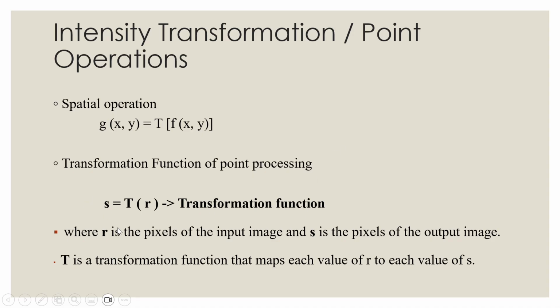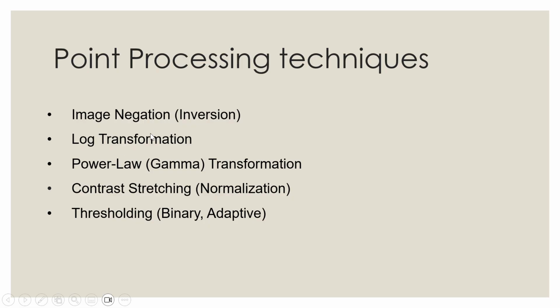Generally this point operation is defined as s is equal to T of r, where T is the transformation function, r is the pixels of the input image and s is the pixels of the output image. T is called the transformation function that maps the value of r to each value of s. There are different point processing techniques. The list is image negation, which is called inversion, log transformation, power law or gamma transformation, contrast stretching or normalization, and thresholding. It includes binary as well as adaptive thresholding.